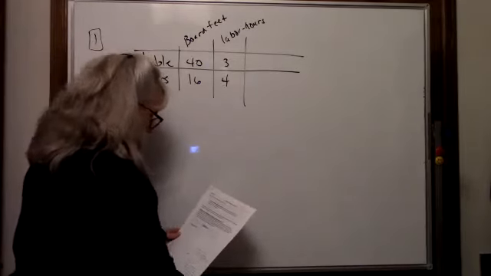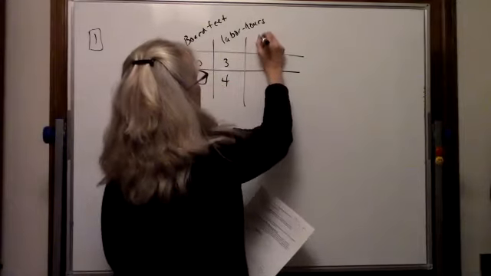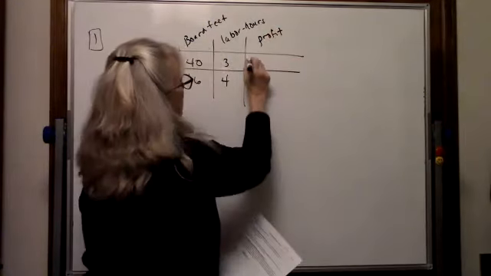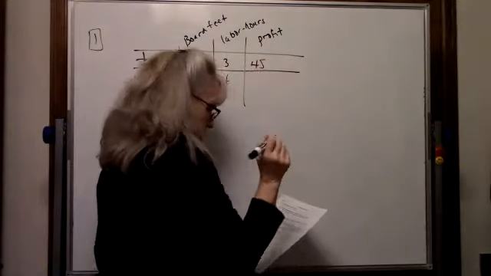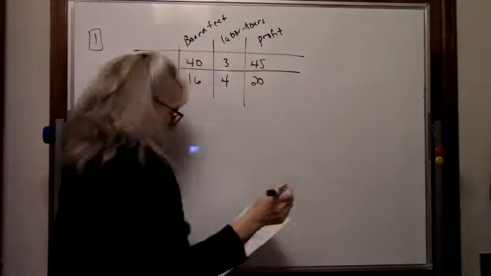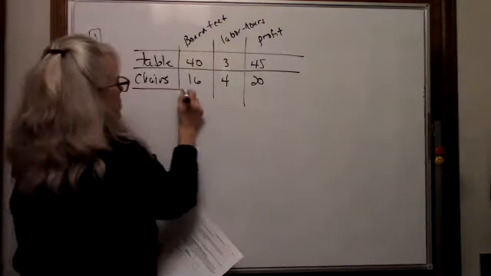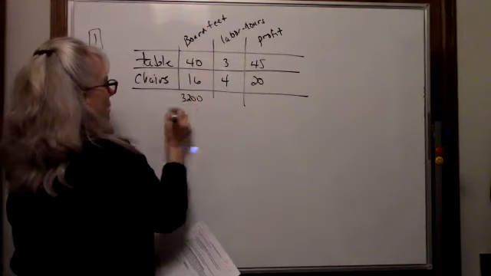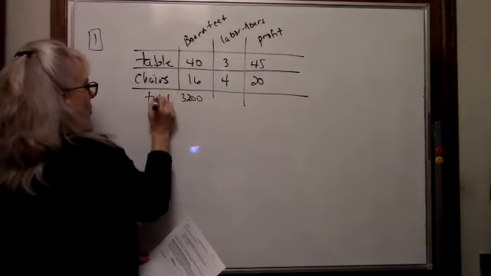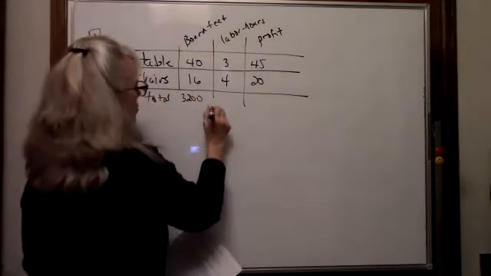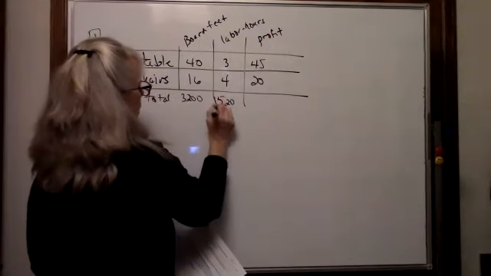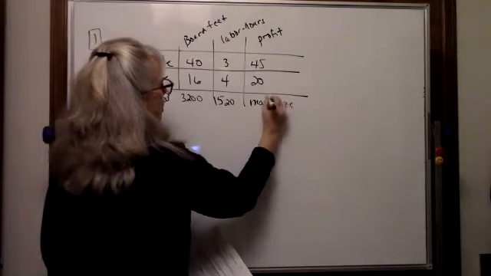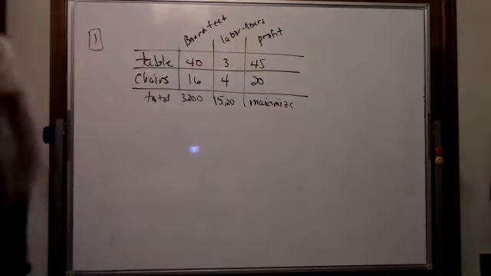It then goes on to tell me that the profit, so here's more information, another column, for each table is $45 and for each chair is $20. In a certain week, we know that we have 3,200 board feet available. So board feet, that's a total amount. That's going to go over here. And we also have 520 labor hours. And what we want to do is maximize this column. So that's just the information.